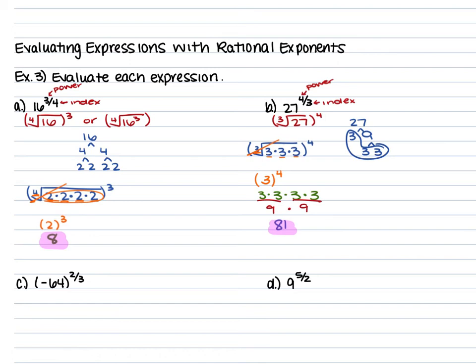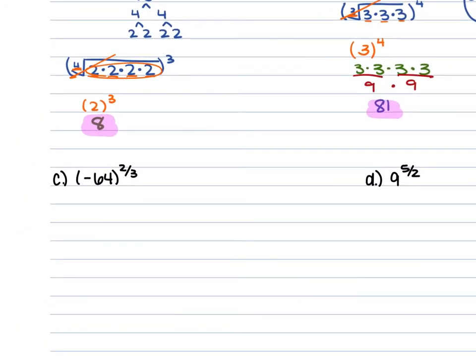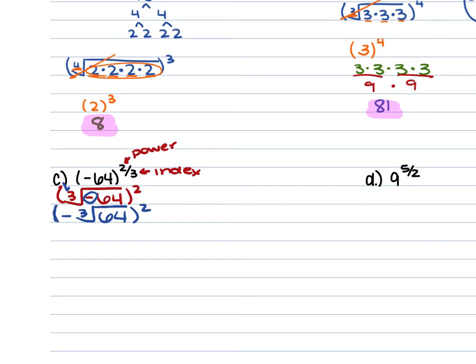For example C, we have negative 64 raised to the 2/3 power. So that 2 is going to be our power. That 3 is our index. So this is telling us to take the cube root of negative 64 and raise it to the 2nd power. I'm going to first pull out that negative because I'm okay with that radical. I have an odd index, so I can just take that negative out and find the cube root of 64. And then once I do that, I can square it.